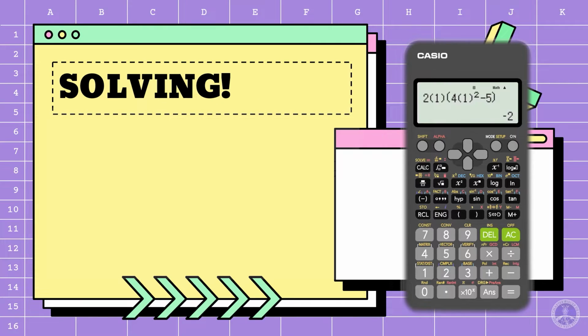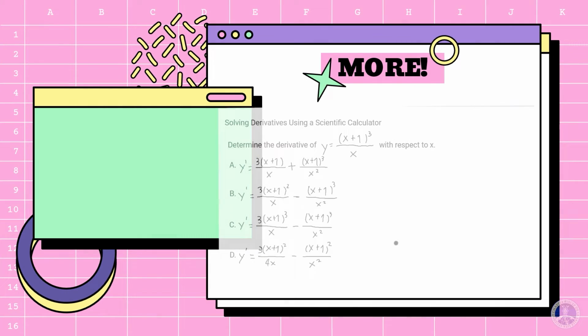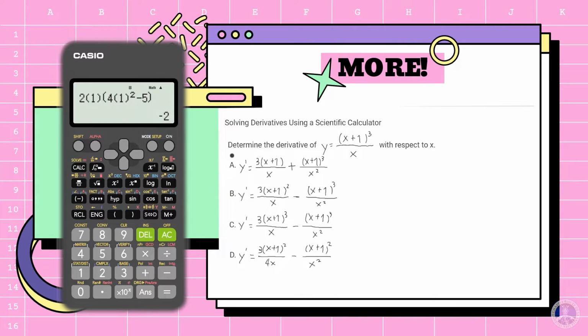Let's try one more problem. So solve this. Determine the derivative of y is equal to x plus 1 cubed all over x with respect to x. So let's do what we did once more. Let's reset our calculator. So we've already set it to degree mode and math mode, so we can go straight to preparing the function and assigning the value. So shift plus derivative, and then input this value.